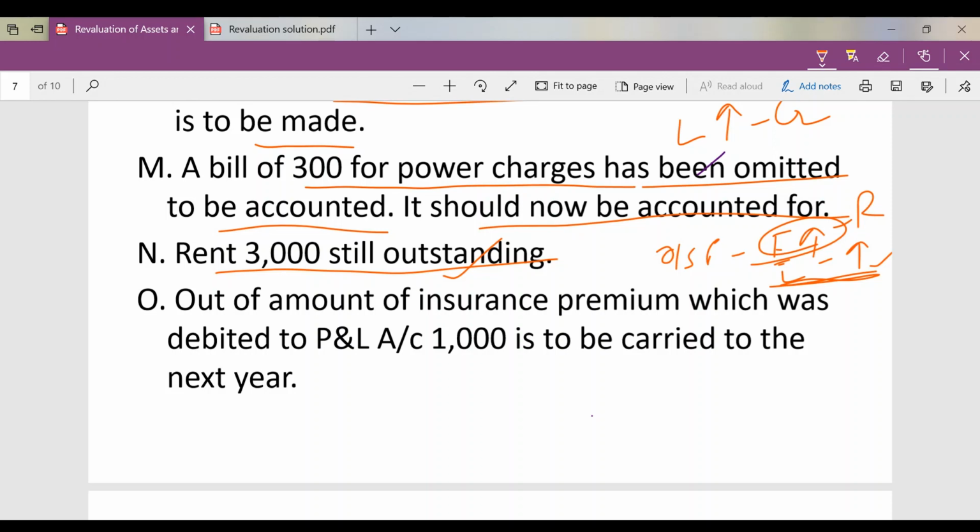Next, as he has said, out of the amount of insurance premium which was debited to profit and loss account, 1,000 is to be carried forward to the next year. Now when you say it has to be carried forward to the next year, that means it is prepaid insurance.